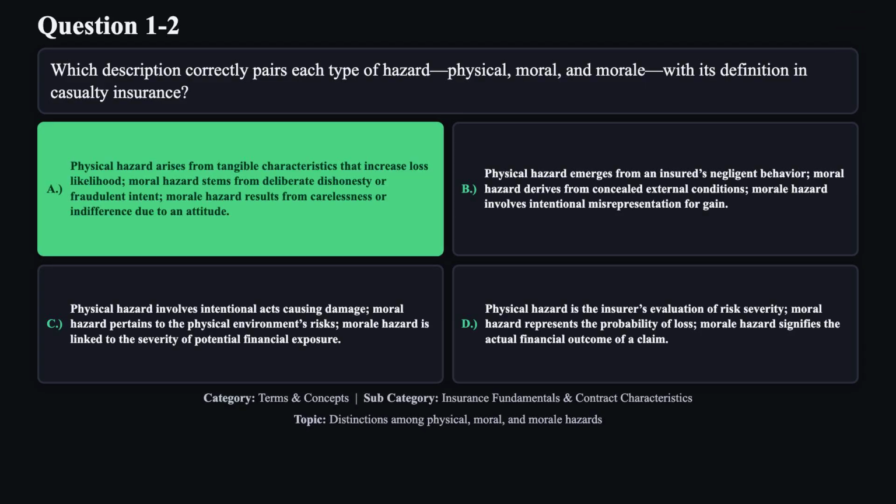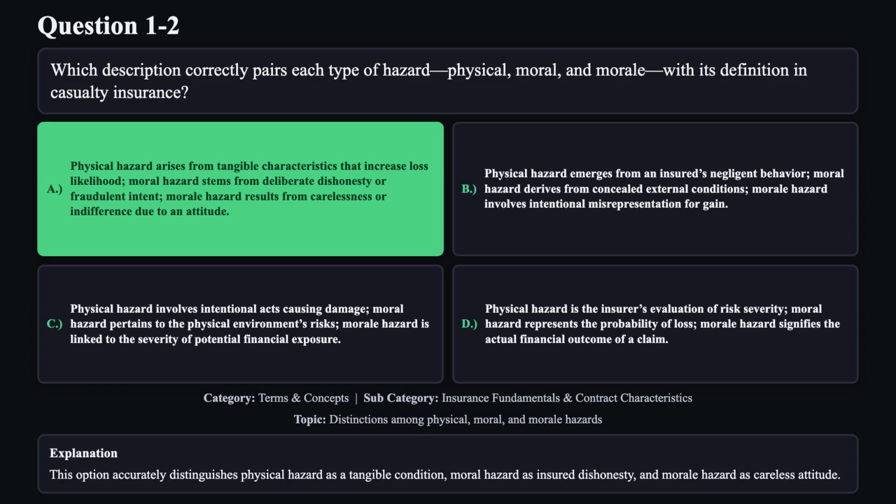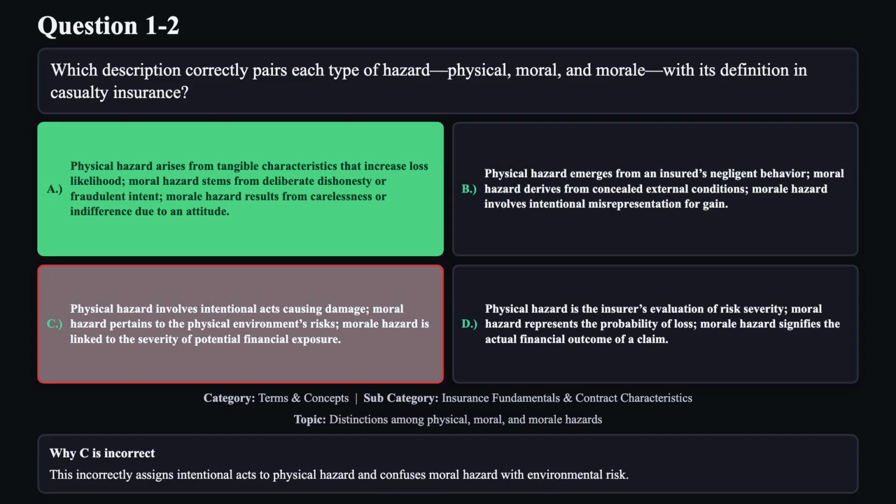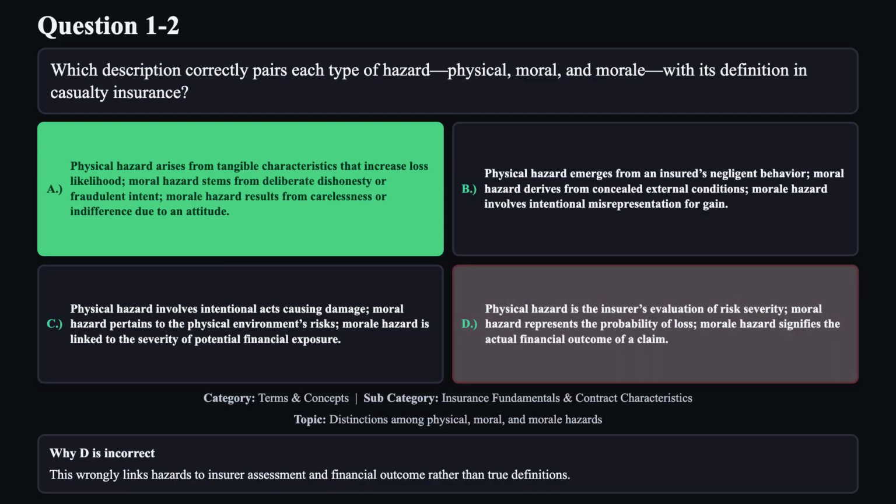The correct answer is A. This option accurately distinguishes physical hazard as a tangible condition, moral hazard as insured dishonesty, and morale hazard as careless attitude. Reason B is not correct. This misattributes physical hazard to negligent behavior and misdefines moral and morale hazards. Reason C is not correct. This incorrectly assigns intentional acts to physical hazard and confuses moral hazard with environmental risk. Reason D is not correct. This wrongly links hazards to insurer assessment and financial outcome rather than true definitions.